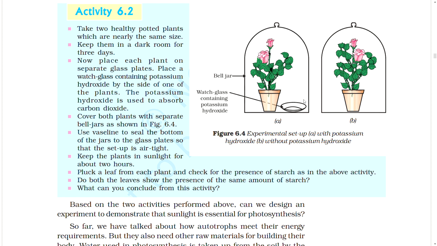Keep the plants in sunlight for about 2 hours. Pluck a leaf from each plant and check for the presence of starch as in the above activity. Do both the leaves show the presence of the same amount of starch? What can you conclude from this activity? Comment on this. Figure: experimental setup: A with potassium hydroxide, B without potassium hydroxide. A. Bell jar, watch glass containing potassium hydroxide. B.